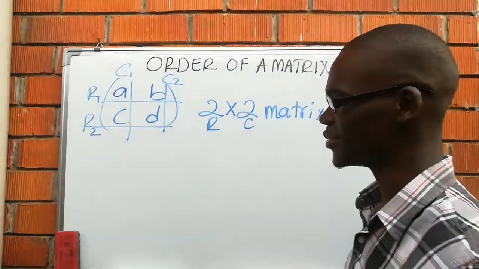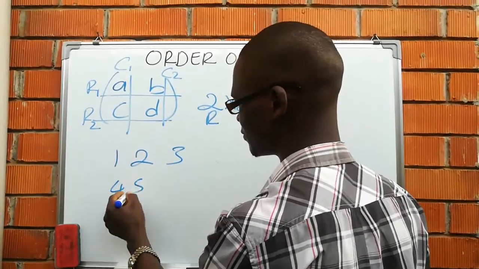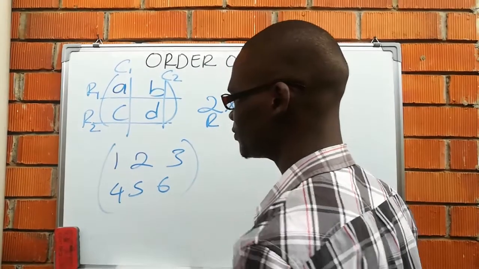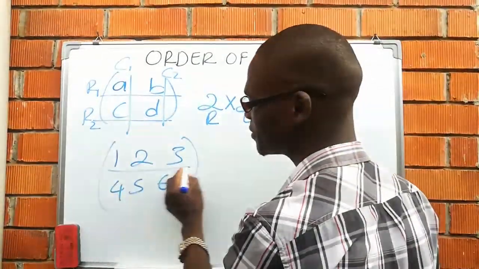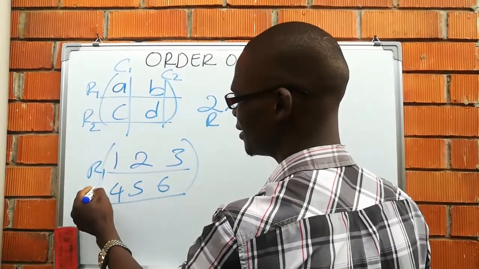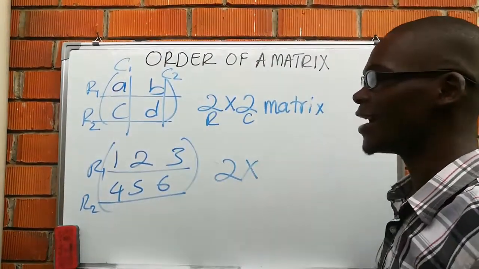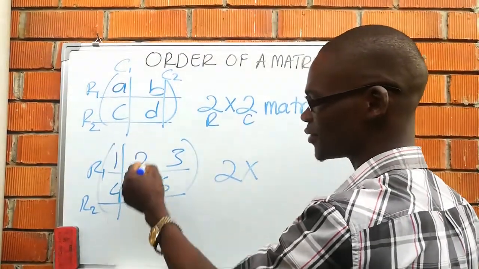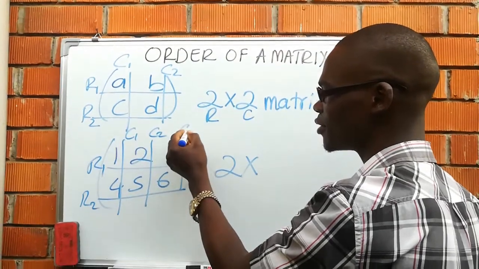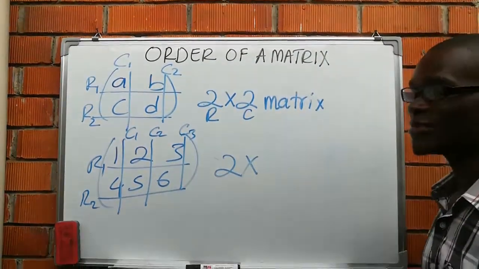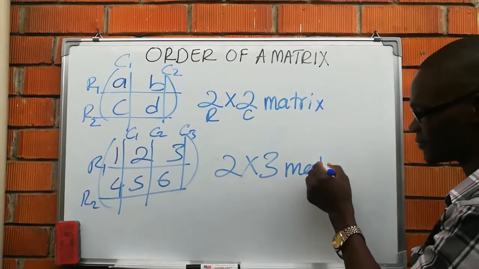Another example could be, in this matrix we have 2 rows. This is 1 and this is 2, so that is 2 by, and we have 3 columns. This is column 1, column 2, column 3. So that means that this is a 2 by 3 matrix.